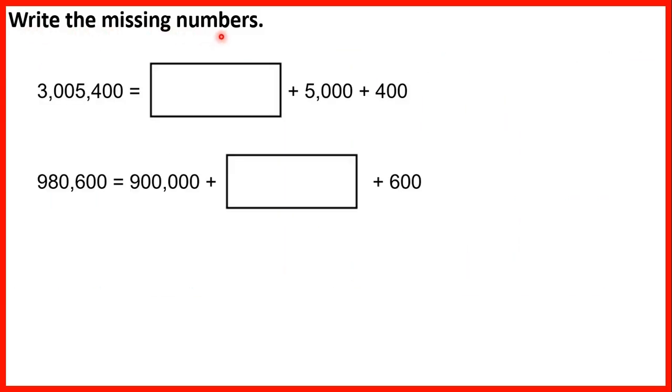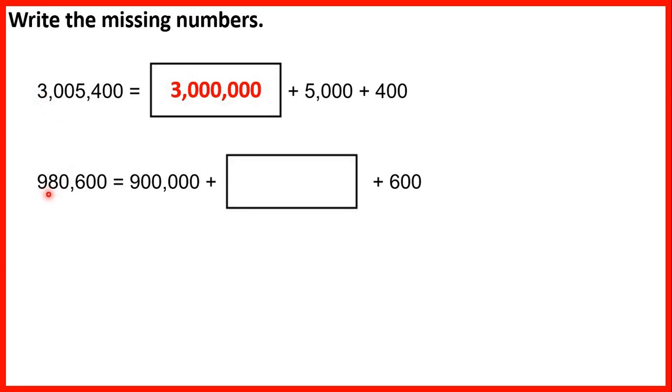Write the missing numbers. So here we're partitioning numbers, and when we partition, what we're doing is showing the value of each digit in a number. So first we have 3,005,400 equals something plus 5,000 plus 400. So our missing number is 3 million. That's a 3 followed by 6 zeros, because notice in the number after the 3 we have 1, 2, 3, 4, 5, 6 digits. And when we partition, we turn other digits into zeros.